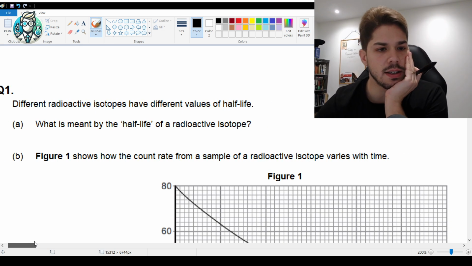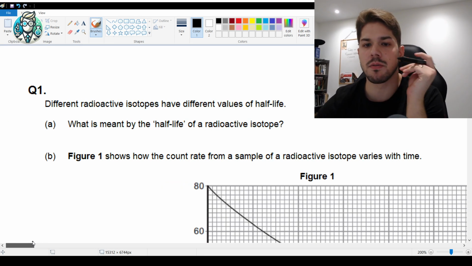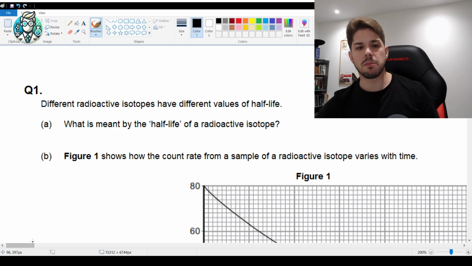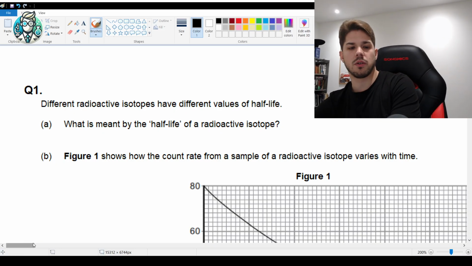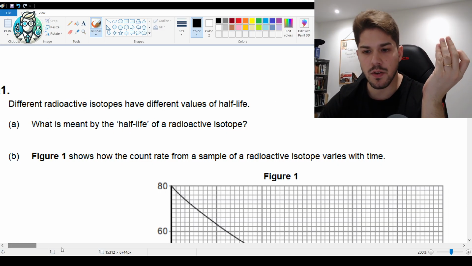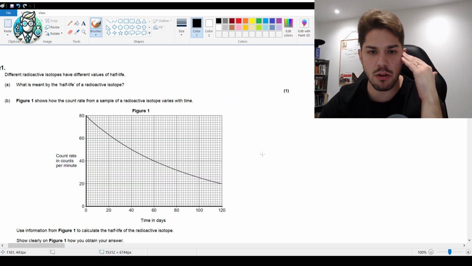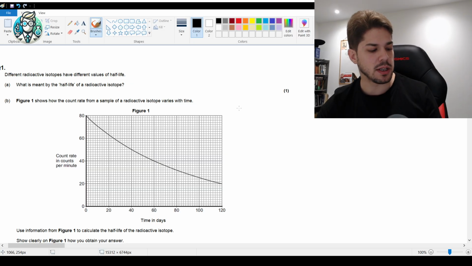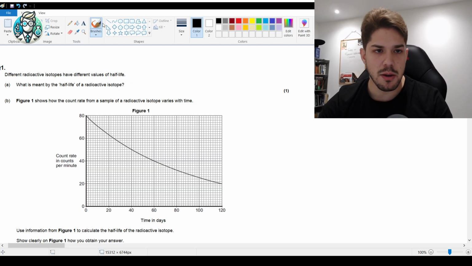Question 1 says different radioactive isotopes have different values of half-life. What does it mean by the half-life of a radioactive isotope? Okay, so the first question is asking us what is the definition of a half-life. If you remember, I already did a video about this, a video that pretended to be funny. I don't know if it was funny, but it was about Twilight.